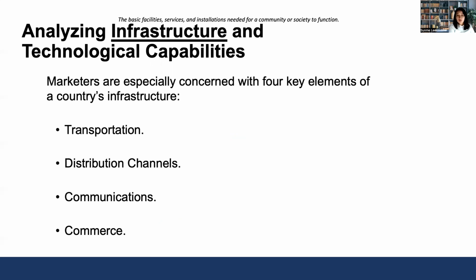A firm's ability to conduct business in a particular country is in large measure determined by that country's infrastructure. Infrastructure is defined as the basic facilities, services, and installations needed for a community or society to function. Examples are the transportation, communication system, water, power lines, or public institutions such as schools, post offices and prisons. There are four key elements: transportation, distribution channels, communications, and codes.